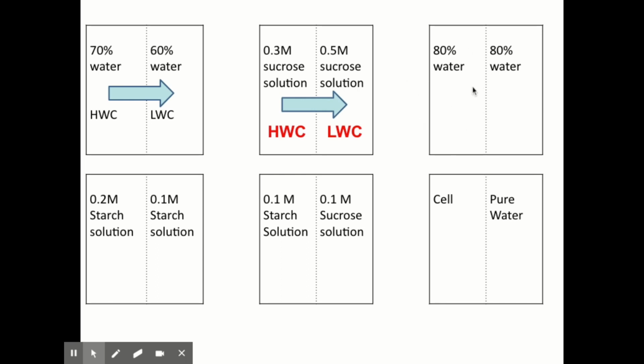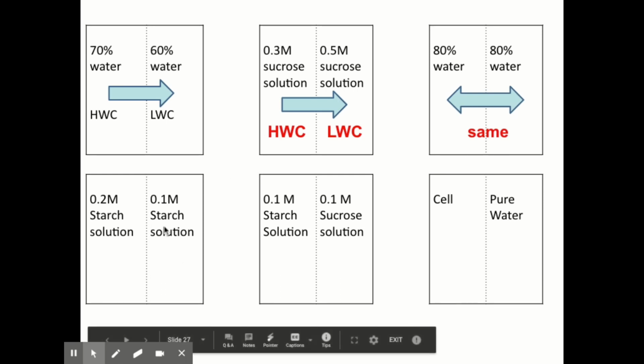Moving on to number 3, there's 80% water in both, and although water can keep moving across the membrane, there'll be no difference in the concentration gradient here, so there's going to be no overall change. Water is going to move back and forward, but there's not going to be a change.